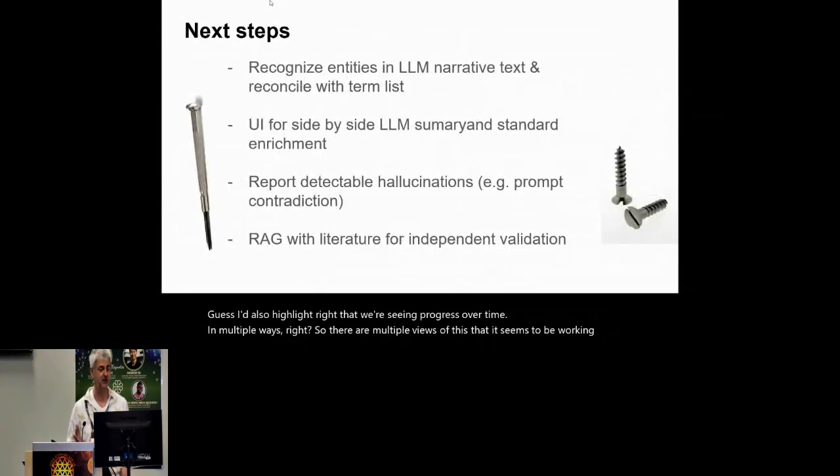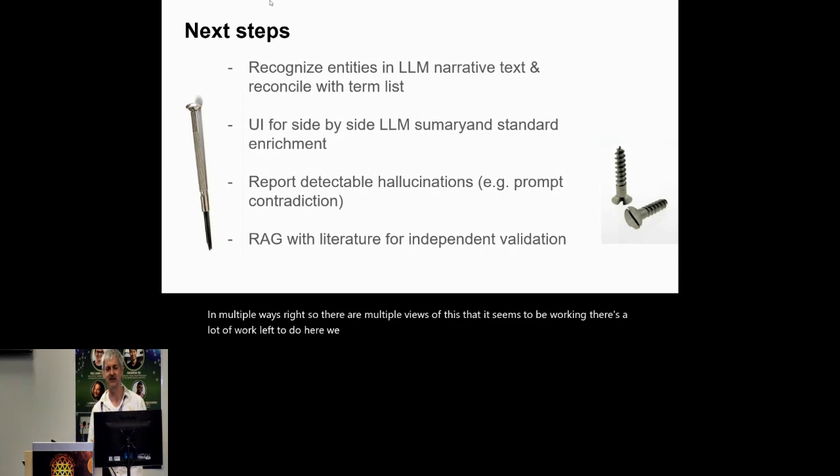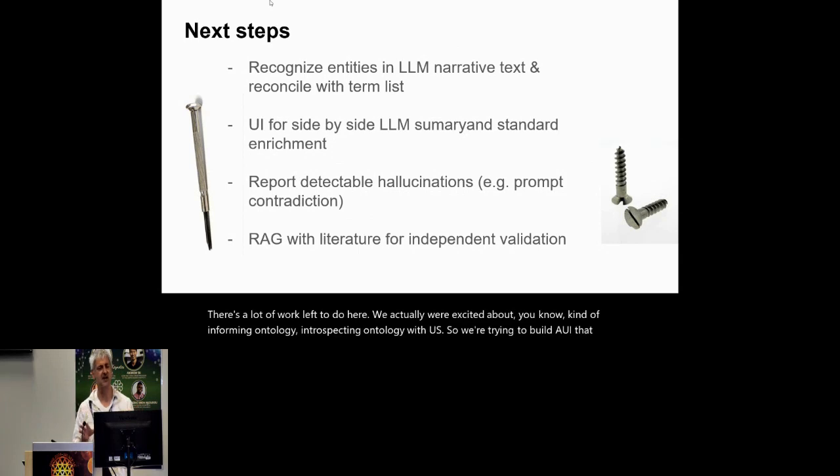There's a lot of work left to do here. We were excited about informing ontology and introspecting ontology with this, so we're trying to build a UI that shows these two results side by side. You can definitely recognize entities in the free text and reconcile them with the term list. There may be some gain there. There's a subset of hallucinations we can detect, like I showed you, such as prompt contradiction, and maybe one or two others.